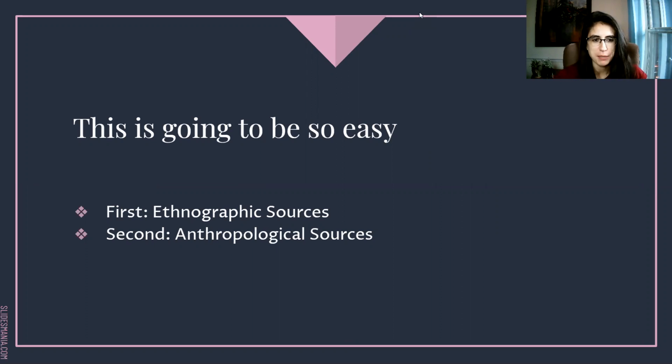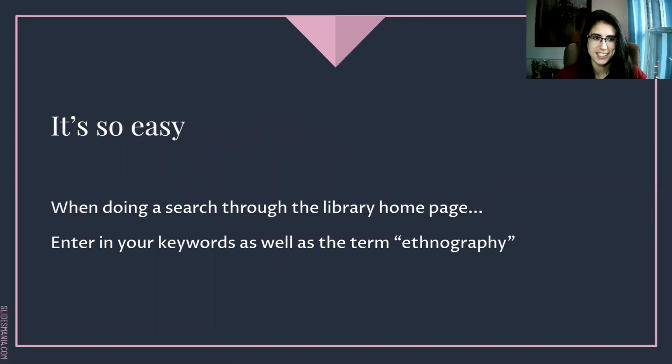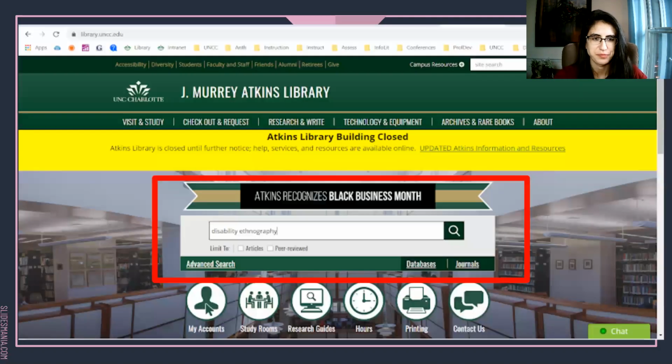So first, we're going to be talking about how to find ethnographic sources. And second, we're going to be talking about how to find anthropological sources. So first, ethnographic sources. So again, it's so easy. So what you need to know is when doing a search through the library homepage, you're going to enter in your keywords as well as the term ethnography. And I put ethnography in quotes just so you know that that's just the term you need. You don't need to put it in quotes when you're actually doing your searching.